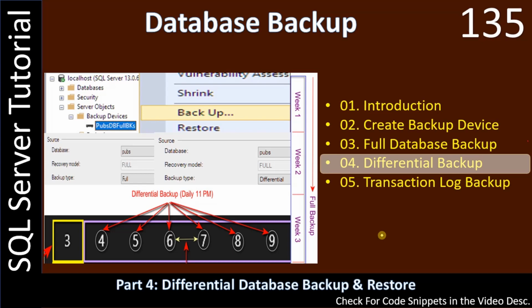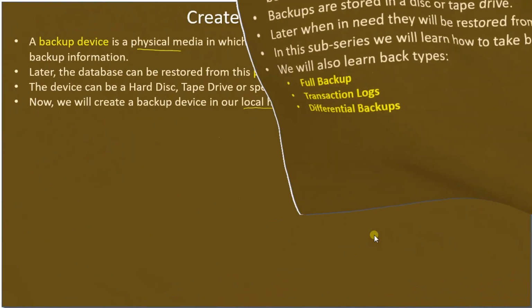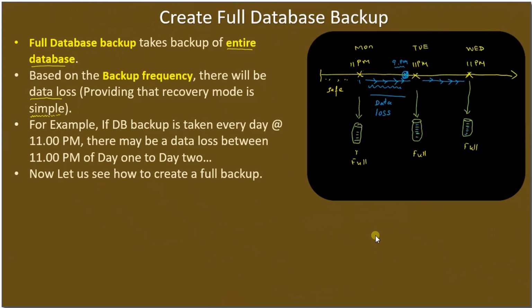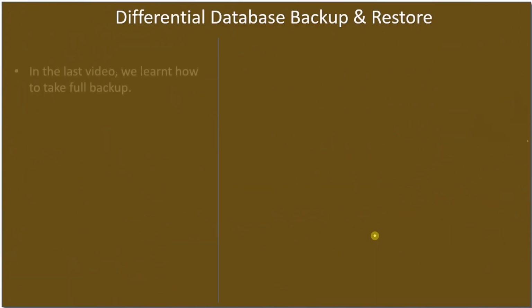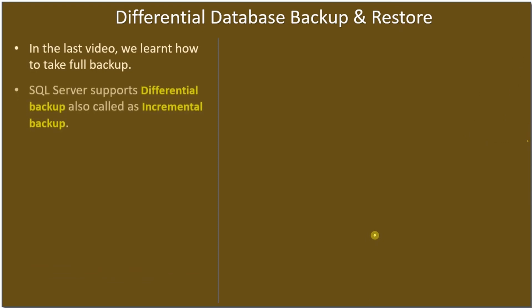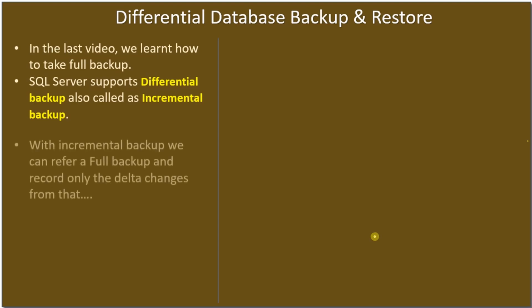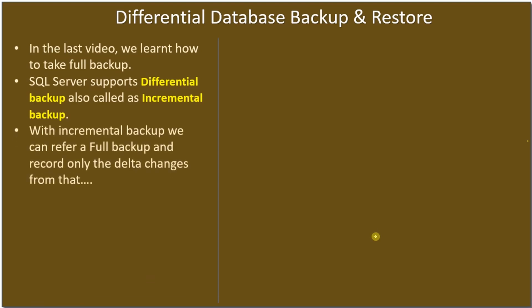In this video, we will see how to use differential database backup and how to restore from this incremental backup. In the last video, we learned how to take full backup. SQL Server supports differential backup, which is also called incremental backup. With the incremental backup, we can refer to a full backup and record only the delta changes from that.